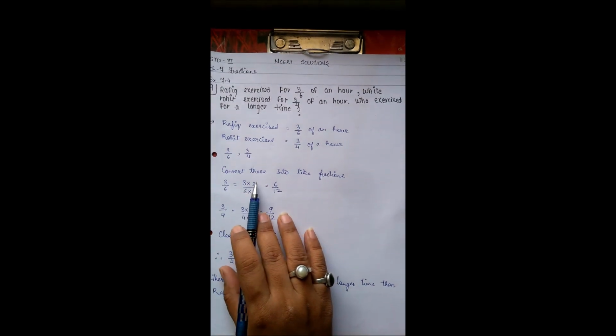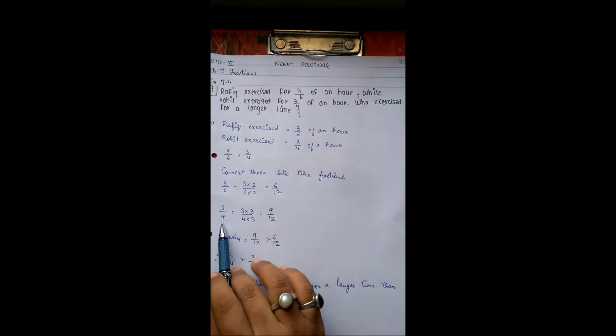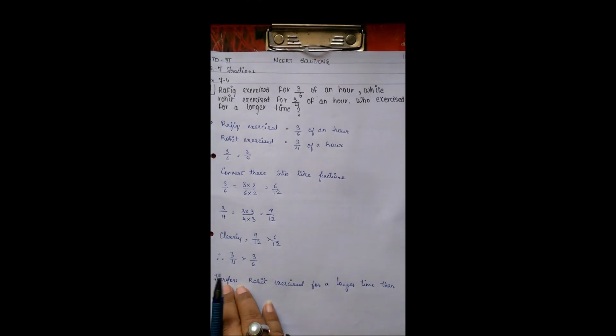So 3 by 6 we will multiply with 2. So it will become 6 by 12. And 3 by 4 we will multiply with 3. So it will become 9 upon 12. So 9 upon 12 is greater than 6 upon 12. That means 3 upon 4 is greater than 3 upon 6. Means Rohit exercised for a longer time than Rafiq.